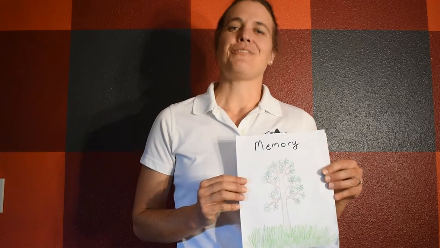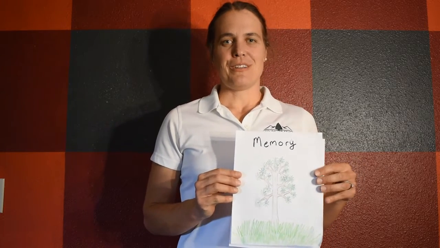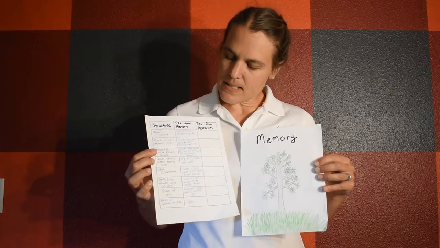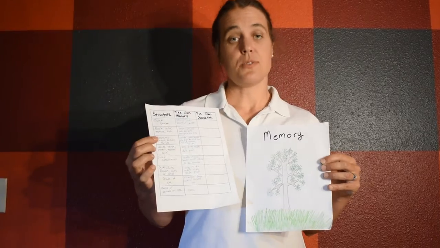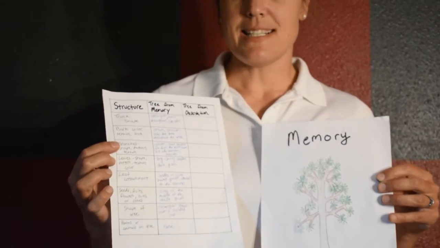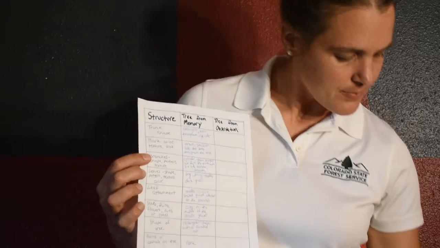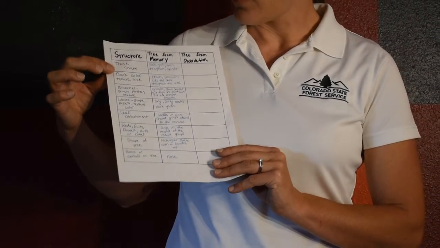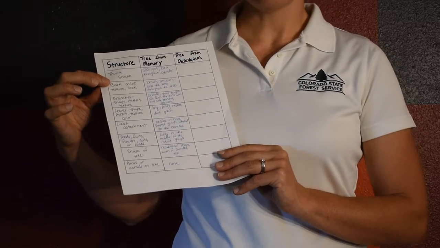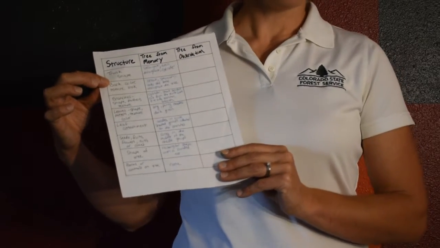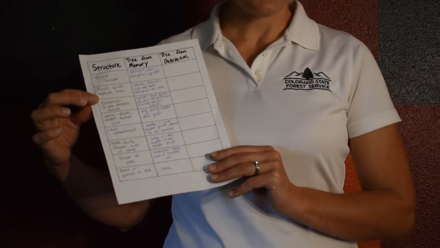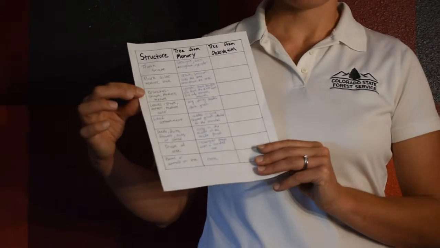Welcome back. Hopefully you have a pretty detailed tree from memory. Now what we're going to do is use that graphic organizer. You're going to fill in the columns under tree from memory with as many details as possible. Being sure to talk about the trunk shape, the bark color, look, and texture. Texture is how the bark feels. The branches, their shape, pattern, and texture.